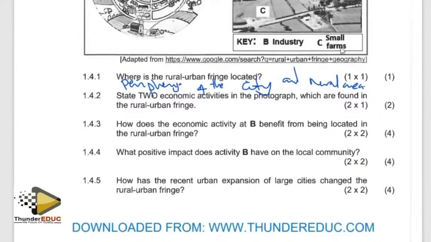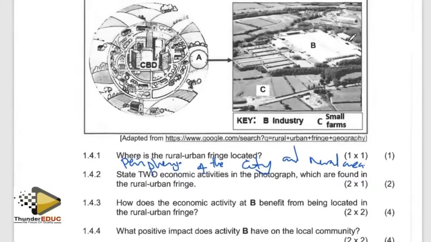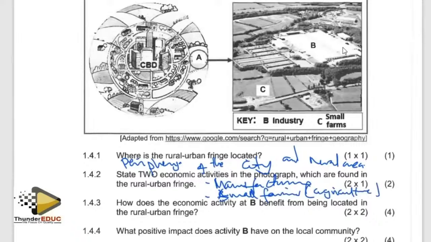State two economic activities in the photograph which are found in the urban fringe. Which economic activities can be found in the rural urban fringe? We can talk about manufacturing. Then you talk about agriculture, because I can see small farms, which you can categorize under agriculture.